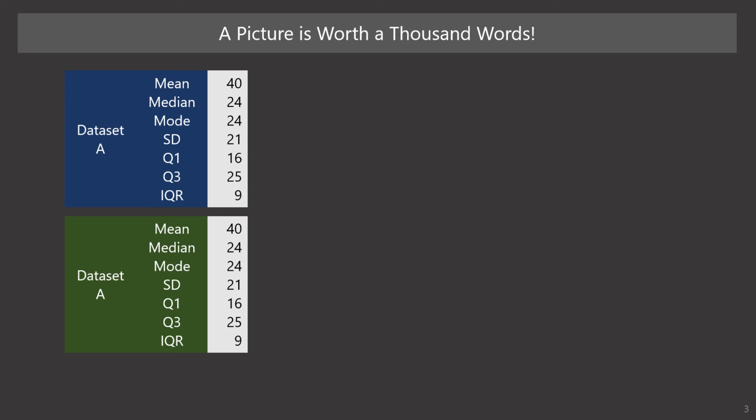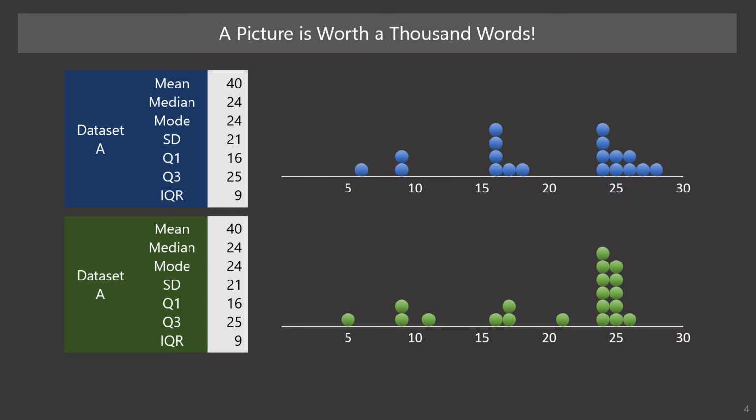Suppose we obtain the values of mean, median, mode, standard deviation, first and third quartiles, and IQR. Can you tell me the whole picture of the data? We have two datasets that have these values of metrics. Let's create dot plots for these two datasets. As you can see, these two datasets' distributions are different even though they are the same in the metrics. We cannot recognize such a difference only by looking at the metrics.